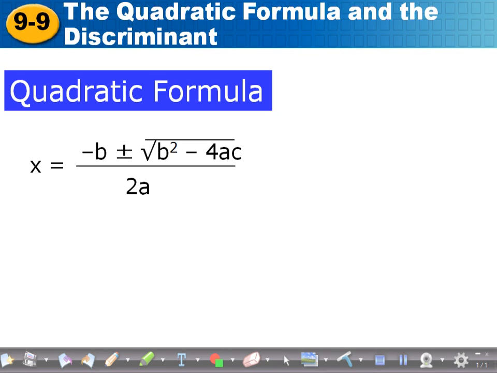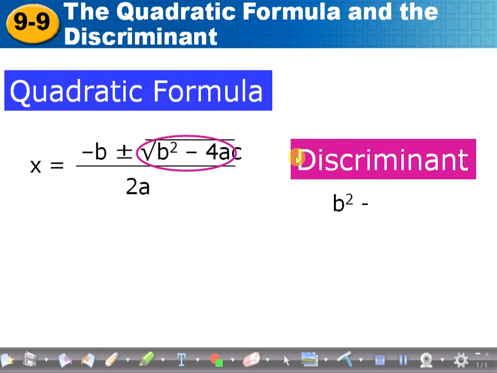The portion of the quadratic formula that is inside the square root sign, the b squared minus 4ac, is also known as the discriminant. So over beside that, I want you to write the word discriminant, and write b squared minus 4ac. In the first three problems that we're going to do today, we're going to talk about finding the discriminant.